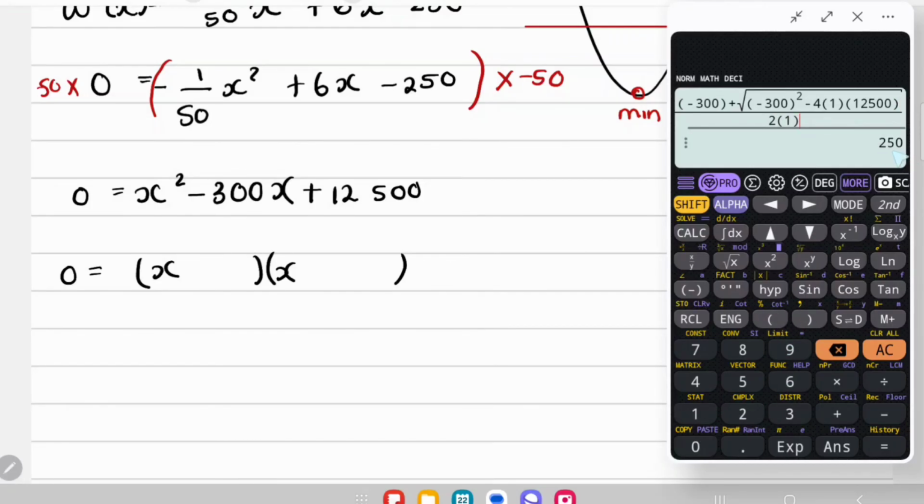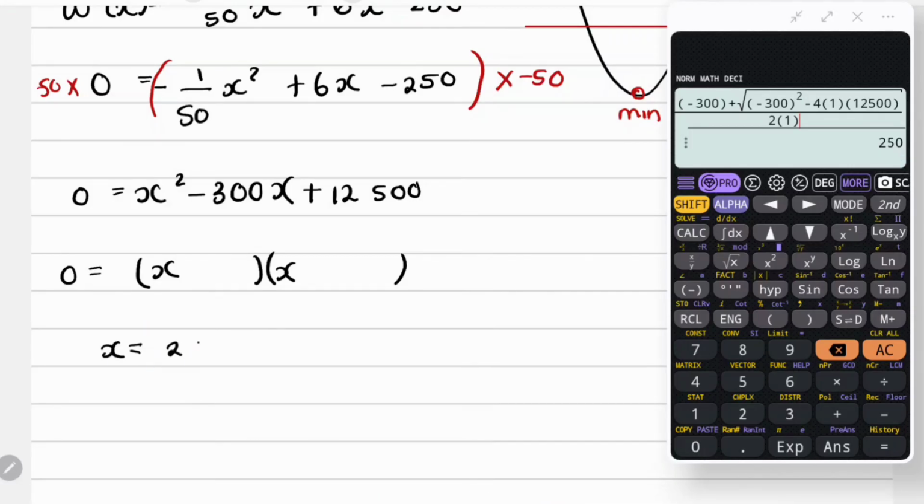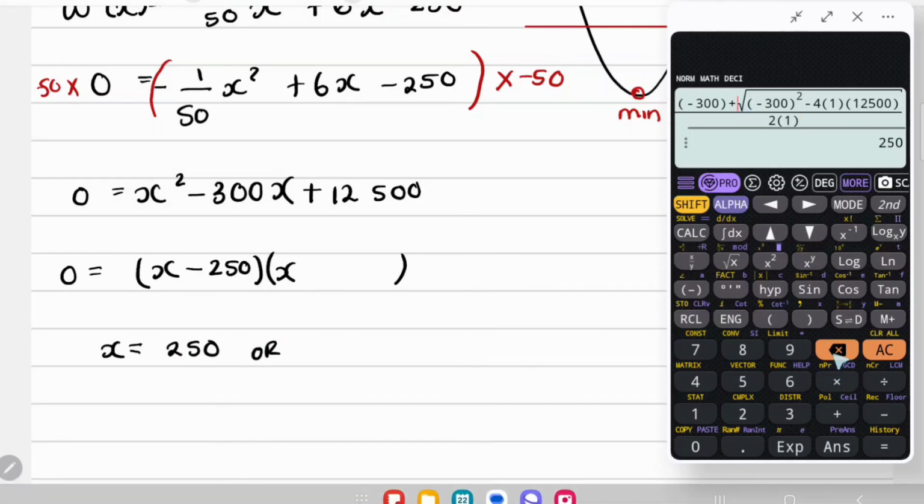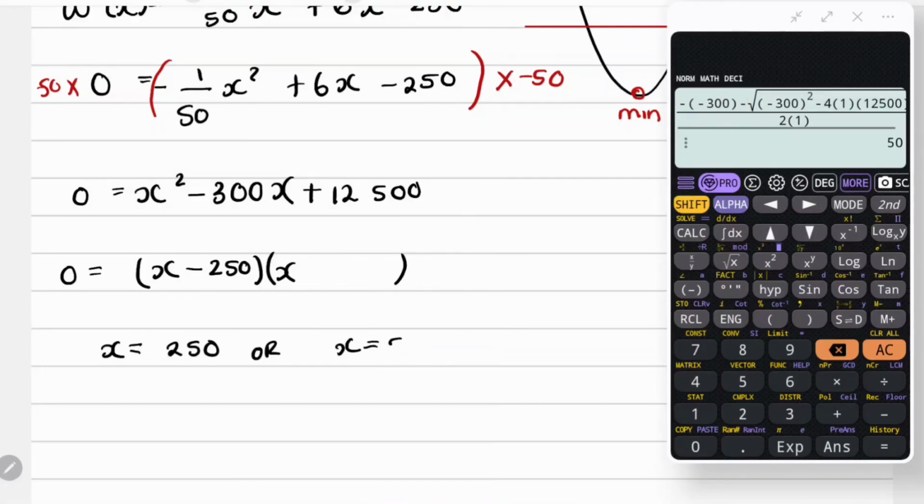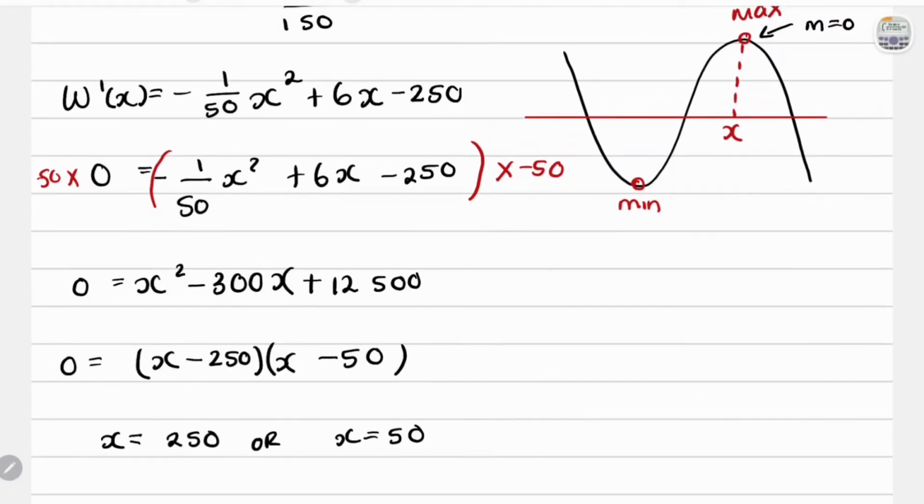Okay, so you see the first answer you get is 250. That is your solution. It's saying x is equal to 250. So what must the factor be for you to have gotten 250? It should be x minus 250, and if you take that over, then you get x equals 250. Or, the other answer is 50. So x is equal to 50. And then the factor should have been x minus 50. So there we go. We have our two values.